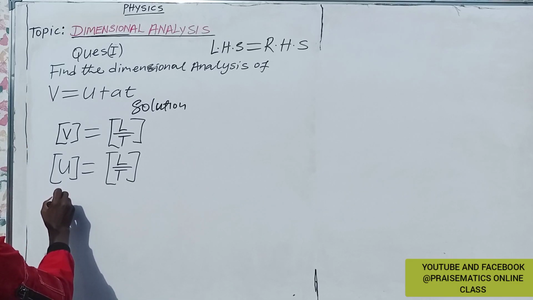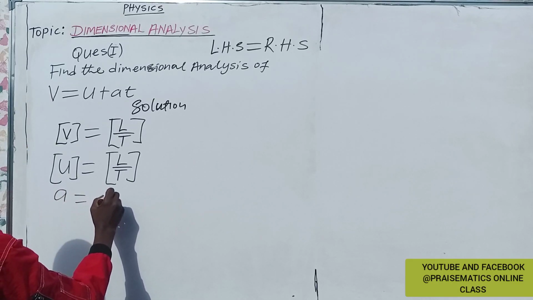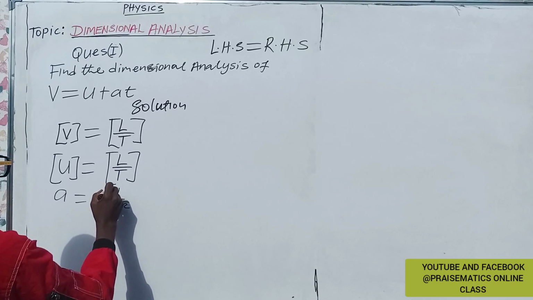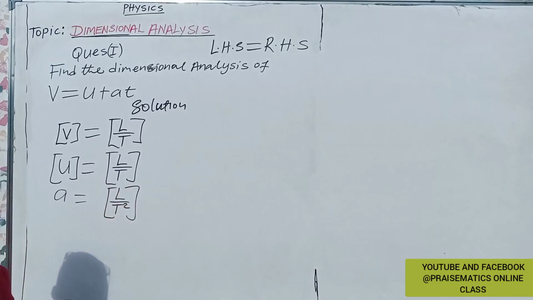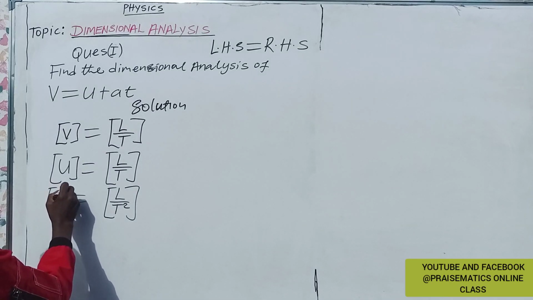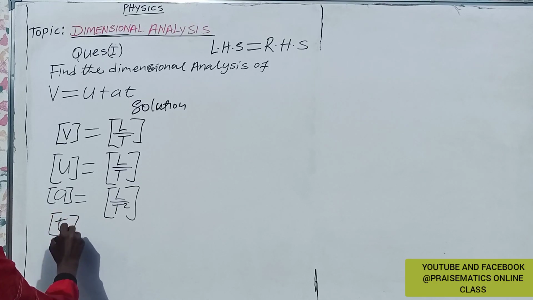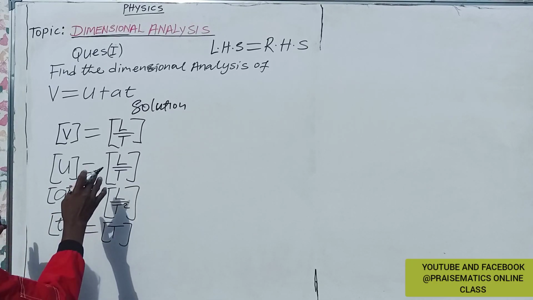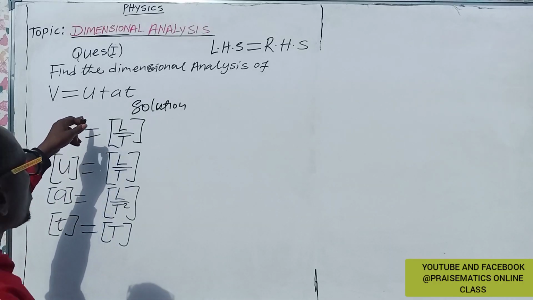Now, what about acceleration? The dimension of acceleration is L over T square. And the dimension of time, T, is the same thing as big capital T. So this is what we have, and this is what I'm going to use here.